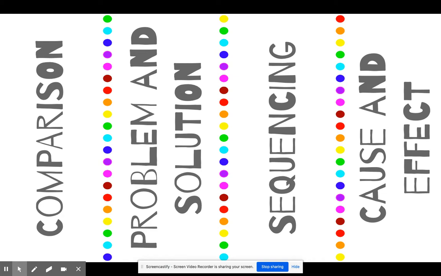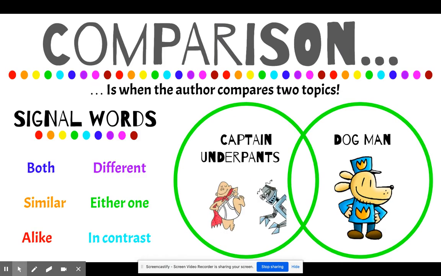Okay. When an author sits down to write a nonfiction text, he or she has to think, what do I want to tell my reader about? What do I want them to know? This is how he or she frames the passage. Remember, we've been talking a lot about structures being like buildings, how we frame things. Okay. This is how the author frames his or her passage. So, one of the ways the author can do that is through comparison.